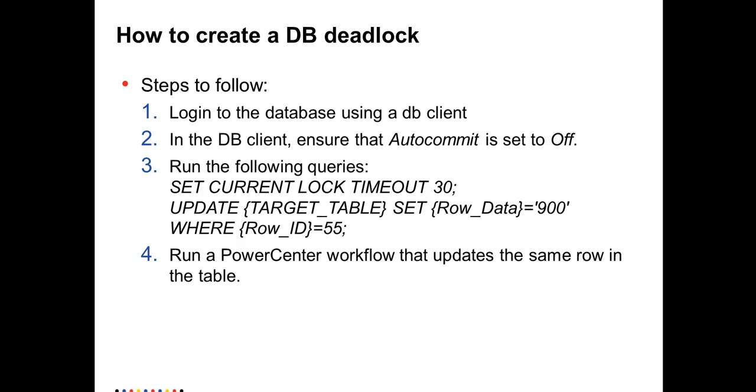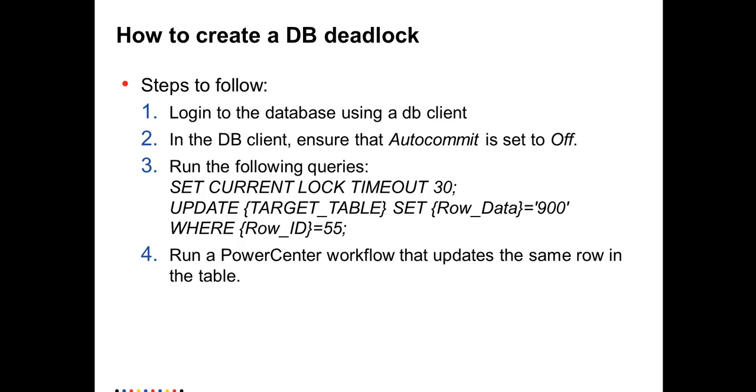How to create a database deadlock? Basically, what you have to do is use the database client first and make sure that auto commit is set to off. And then you set current lock timeout 30, which means after 30 seconds, the lock timeout will be released.